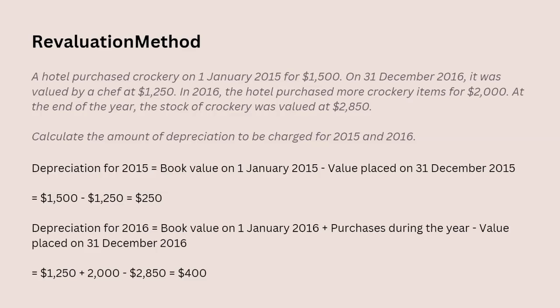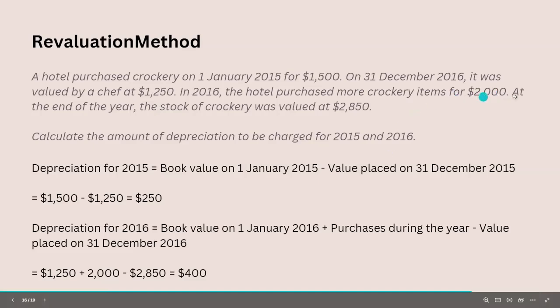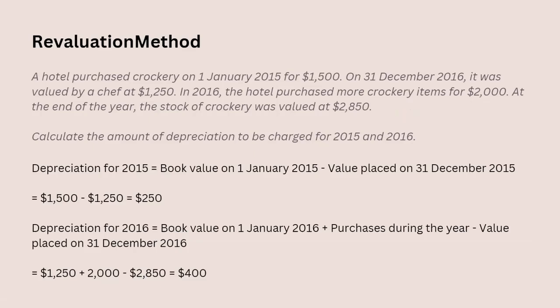Now let's look at depreciation for 2016. It's the book value on 1st January 2016 because we did have the inventory last year. We're going to add the purchases of the year, which is $2,000. And then I'm going to reduce the value of the crockery at the end of the year. So it's 1250, which is this value. We're going to add 2,000, which is this value. Reduce it by 2,850, which is the year-end value. And we're going to get a depreciation that is $400.